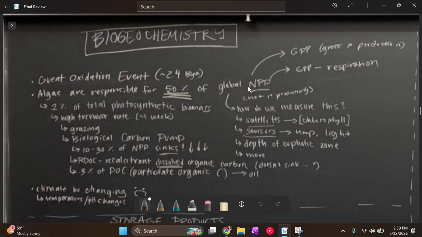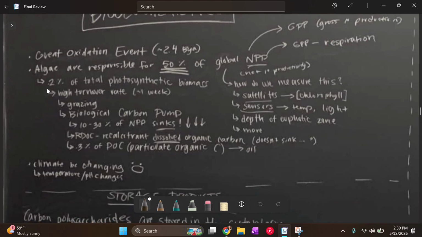So what is net primary production? It is the net, so the gross minus what is lost through respiration. So GPP, gross primary productivity, minus cellular respiration. So 0.2% of total photosynthetic biomass is stored in the fossil fuel pool, but about 10 to 30% sinks through the biological carbon pump.